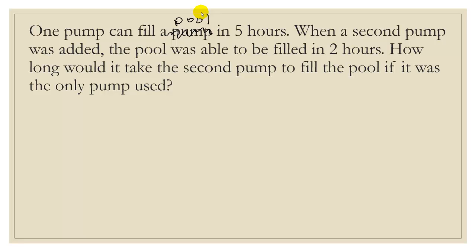So using the same logic, the first pump can fill the pool in 5 hours, so therefore it could fill 1/5 of a pool each hour. When a second pump is added, the total time is 2 hours. So that means that working together, half the pool is filled each hour. So what we don't know is how the second pump works. How long would it take for the second pump? This part here, we can call T instead. And again, this time T, instead of being the total, is just the time it takes for the second pump to clear the pool.